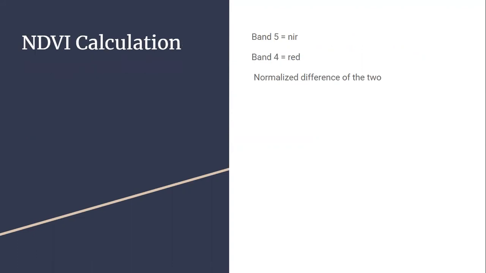We also have to calculate NDVI, where band 5 is the NIR and band 4 is the red, and then we normalize the difference, and I will also show you in the code.